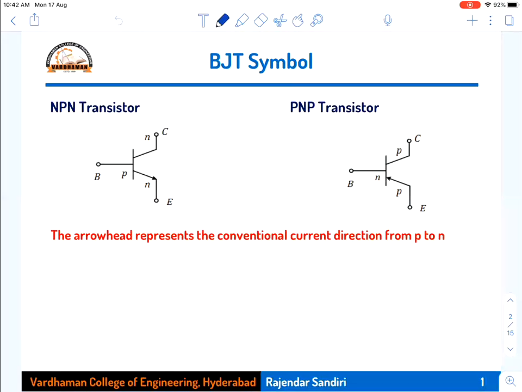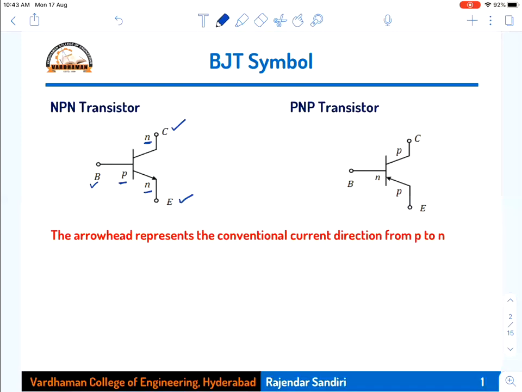Okay, so according to that, the terminals are represented like this. Emitter is of N type in case of NPN transistor, and collector is also of N type. Then the middle region between these two regions, emitter and collector, is the base, which is of P type. So the NPN transistor is like this: emitter is N region, base is P region, and collector is N region.